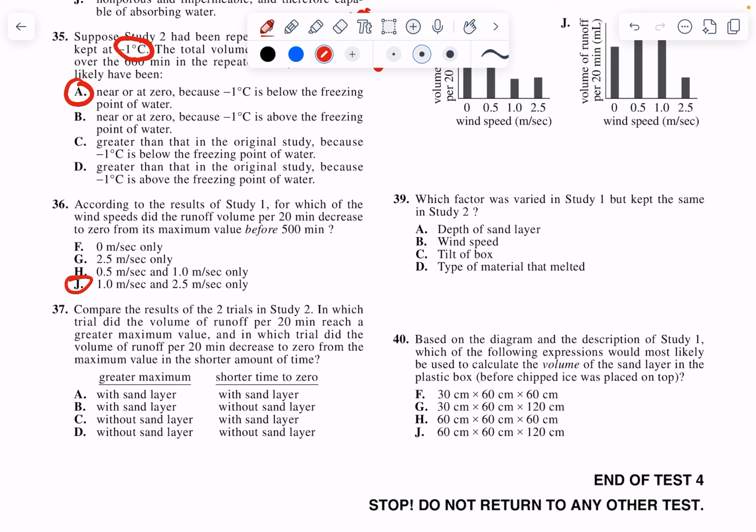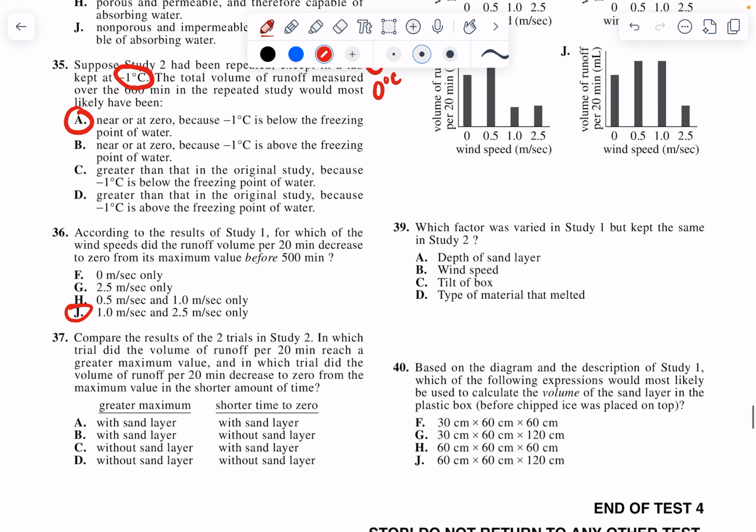Okay, 37. Compare the results of the two trials in study 2. In which trial did the volume of runoff per 20 minutes reach a greater maximum value? And in which trial did the volume of runoff per 20 minutes decrease to 0 from the maximum value in a shorter amount of time?